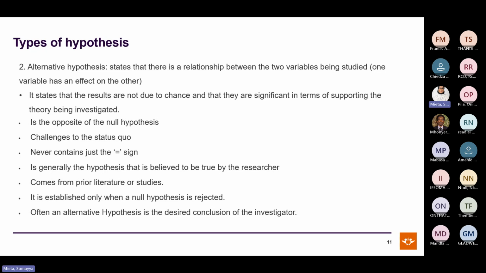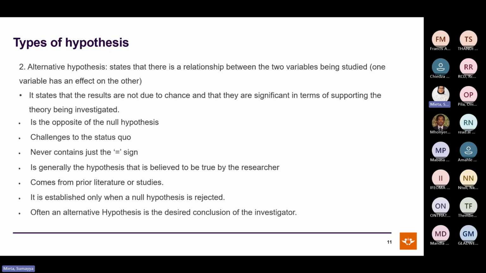The alternate hypothesis challenges the status quo. It never contains the equals to sign, okay? It is generally the hypothesis that is believed to be true by the researcher. So in most instances, we would prove the alternate hypothesis to be true, okay? And it normally comes from prior literature studies, but it is only established when the null hypothesis is rejected.